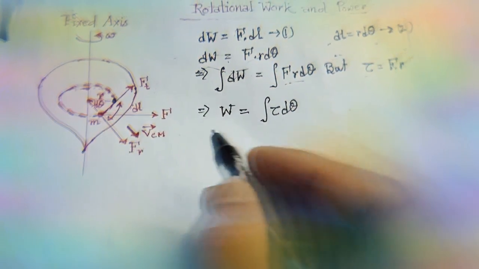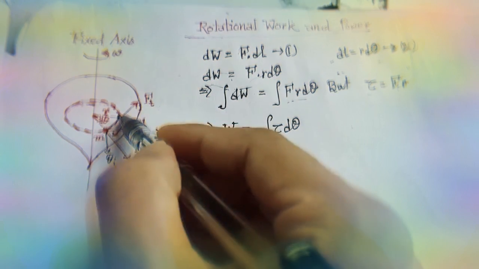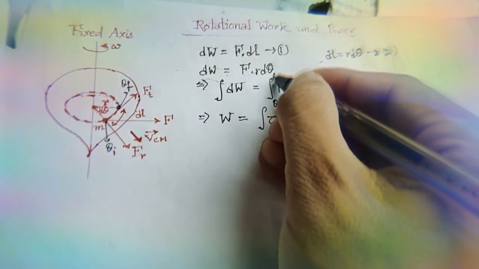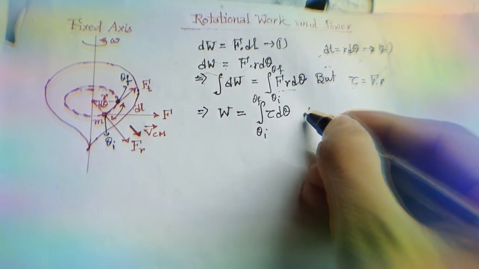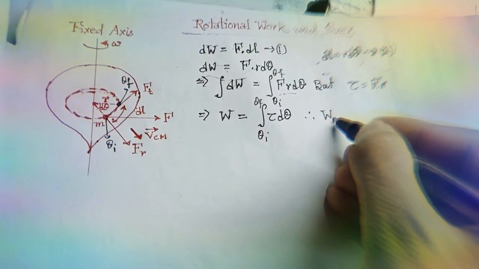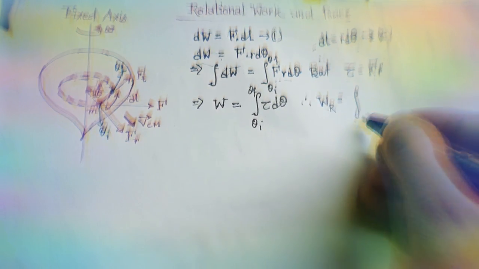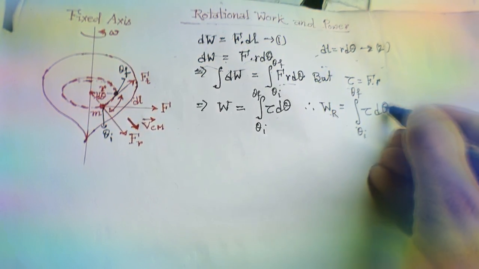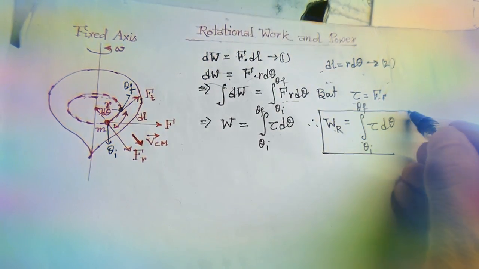Now we have to take the limit of this integral. Let initially this angle was theta i and its final angle becomes theta f. So our limit will become theta i to theta f here also. So work done W due to rotation will be equal to the integral from initial angle to final angle of tau d theta. So this is our equation for finding the work done due to rotation.